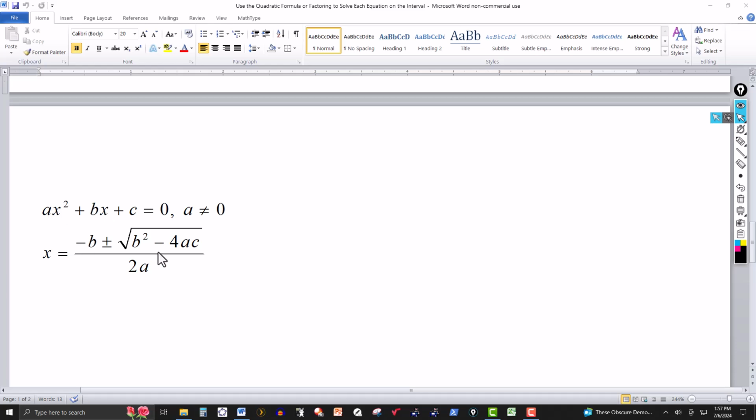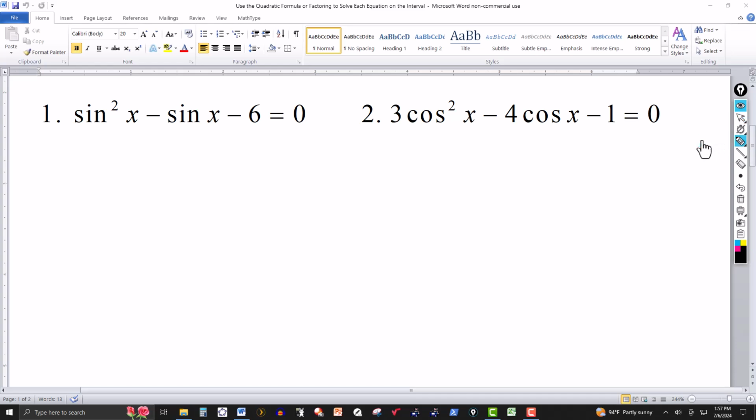The solution is x equals minus b plus or minus the square root of b squared minus 4 times the product of a and c, over 2 times a. So that's your quadratic formula. I'm not going to use a substitution here. I'm just going to say cosine of x, just like if this were a y, 3y squared minus 4y minus 1 equals 0. Same thing.